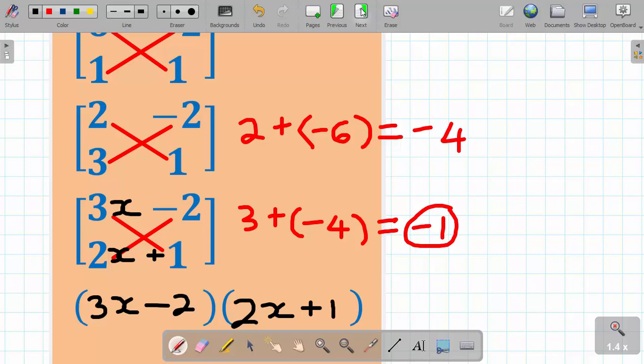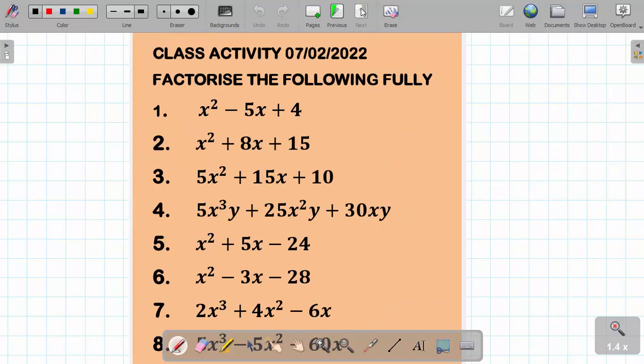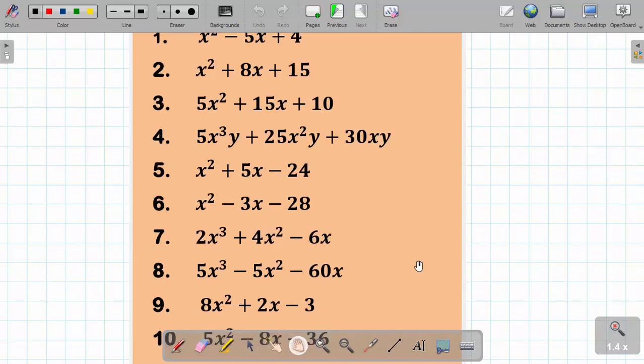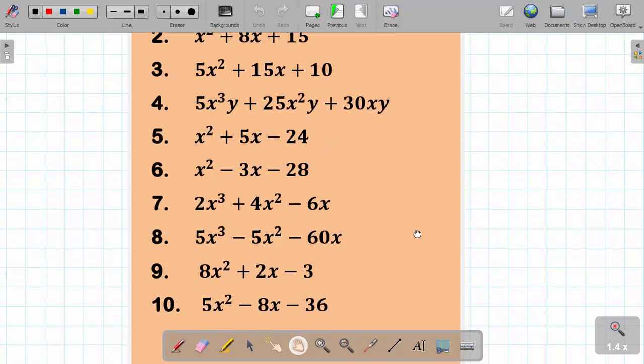Okay, so this is your activity to do. Please do all these numbers, only these 10 questions. I can promise you, if you can pass these questions here, you will never fail factorizing questions again, as far as I am concerned.